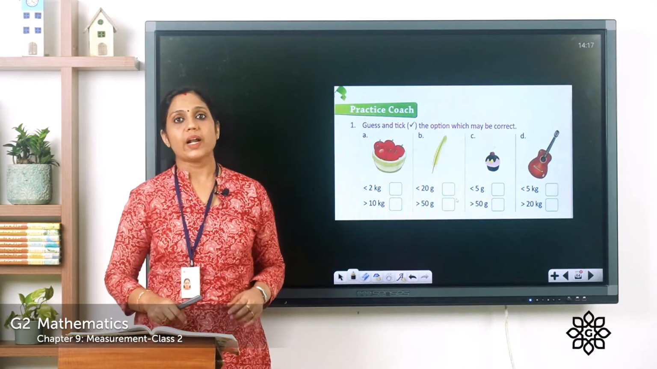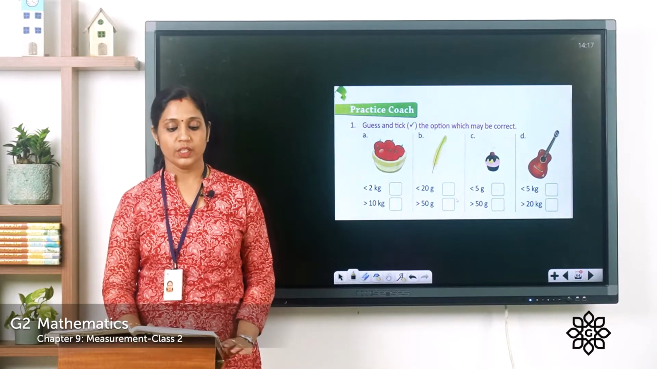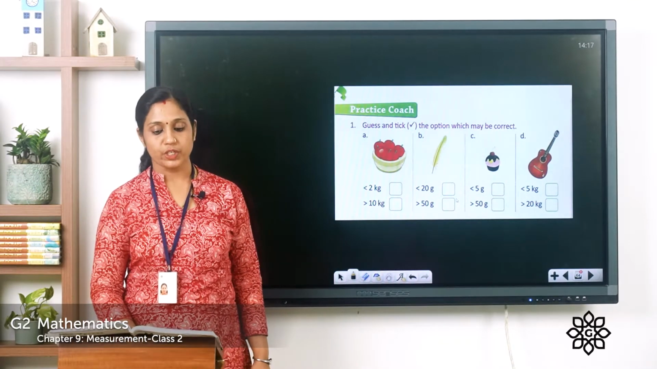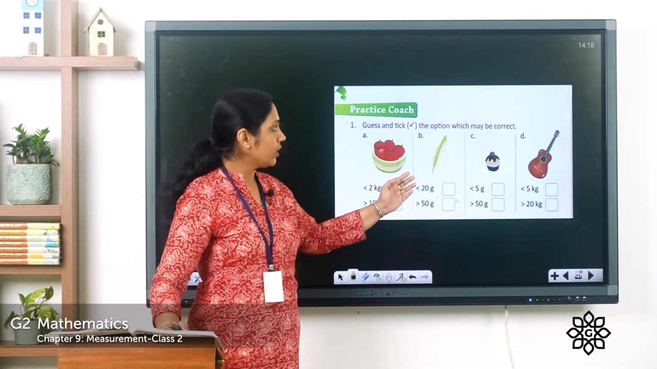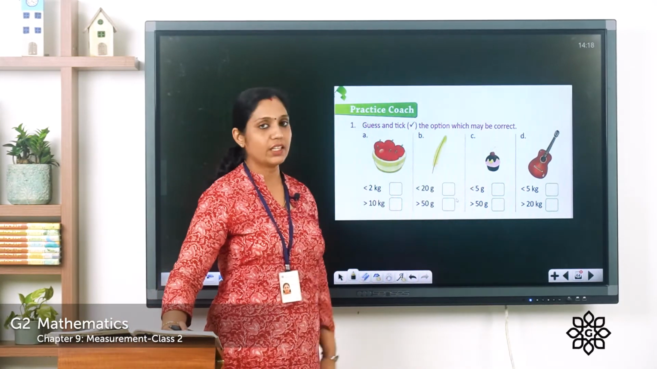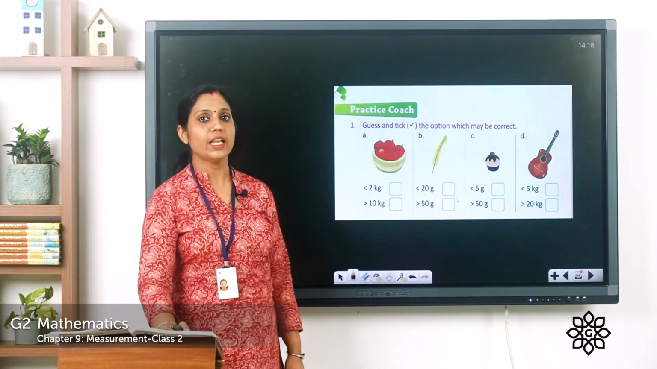Next, we have the practice coach. Page number 132. Guess and tick the option which may be correct. Here you can see apples are given, feather, a cupcake and a guitar. Now what you have to do? You have to guess and tick the option which may be correct.